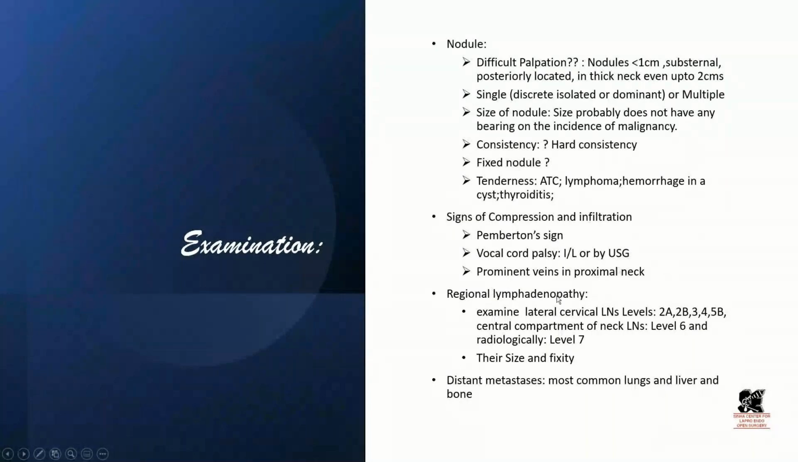Next comes the examination of lymph nodes, and you have to examine the lateral cervical lymph nodes and the central group. The central group is basically level 6 and, deep down behind the sternum, level 7. But the lateral cervical lymph nodes start right from 2A, 2B, 3, 4 and 5B. Remember that. These are the groups to which a thyroid malignancy can metastasize. So remember these groups: 2A, 2B, 3, 4, 5B, 6 and 7. What is the size of these lymph nodes, and whether they are fixed or not. And for distant metastasis, examine the lung, liver, and the bone.